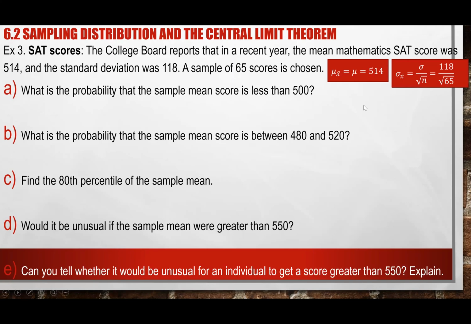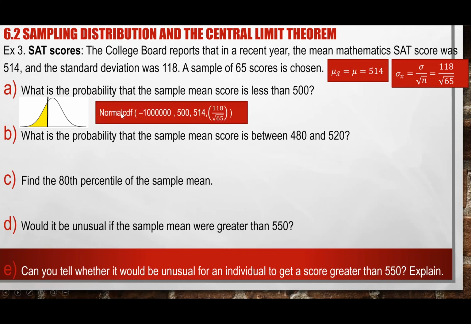So once I have this, do you agree, less than 500, meaning, again, I'm looking for the area to the left of 500. My 500 is this blackboard right here. That's my boundary, that's my 500. I'm finding the area to the left. And to find the area to the left, I need to put in normal CDF. And because it's the area to the left, what is my smallest value? My smallest value is some small negative number, which in this case I put as negative 1 million.